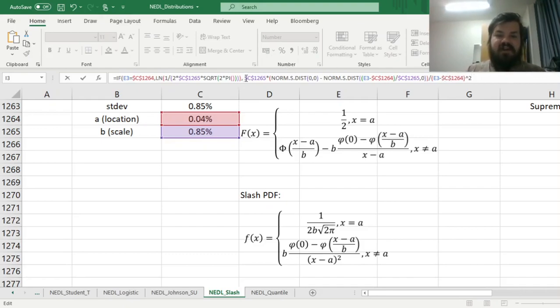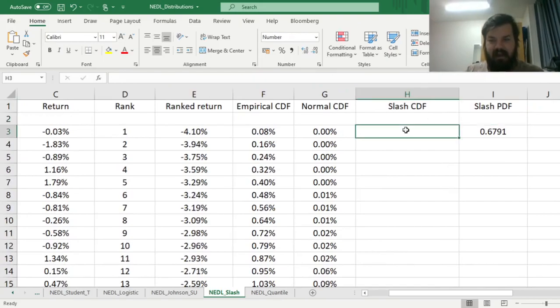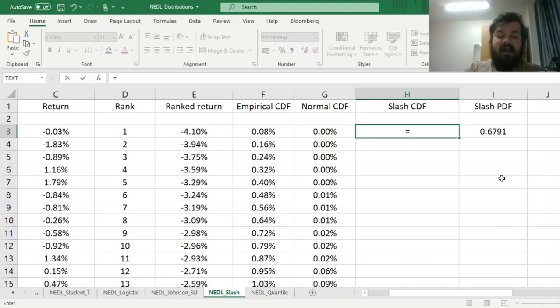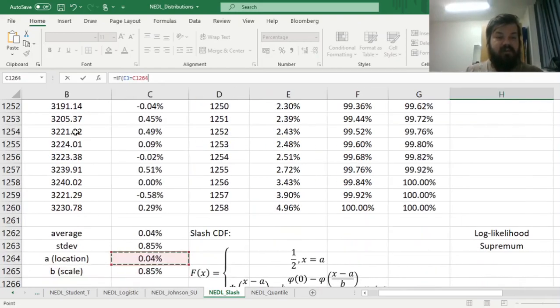And the final touch is that we need to calculate the natural log of this probability density function, close the parentheses, and enforce our formula. And corresponding to that, we would also have the value of our cumulative distribution function. And again, we need to keep in mind that we need to manually define it for x equal to a. So if x is equal to our location parameter a, we just manually input a half.